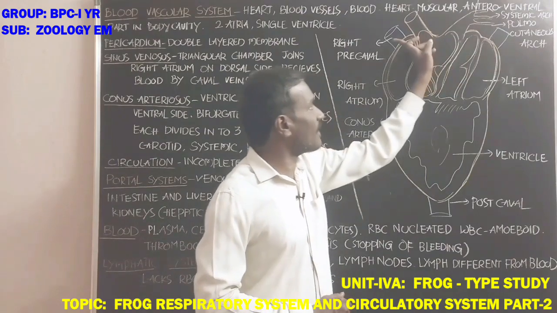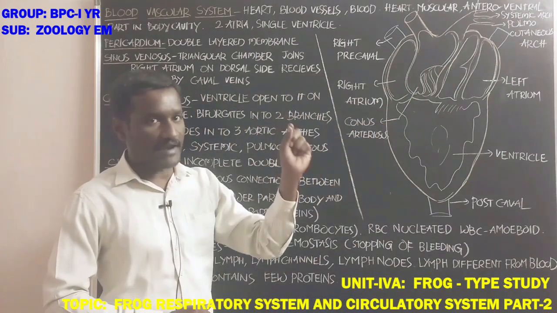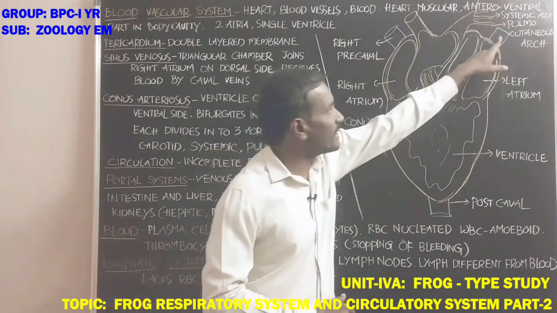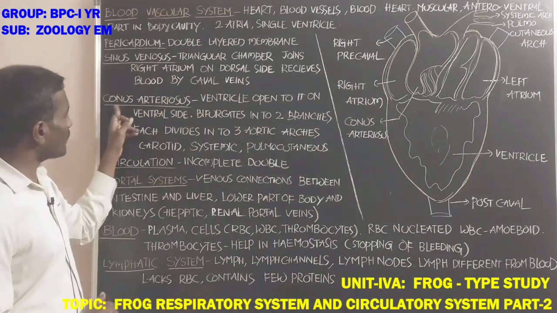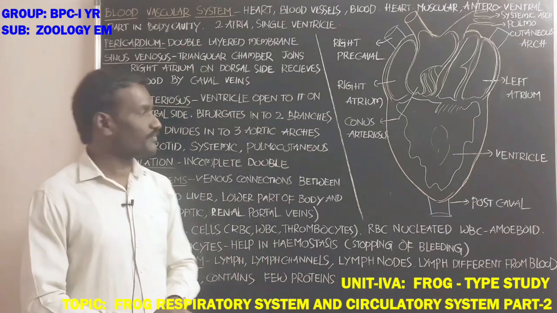2 precaval veins receive deoxygenated blood from the anterior part of the body. 3 caval veins carry the blood into the sinus venosus. Conus arteriosus. What about the conus arteriosus?